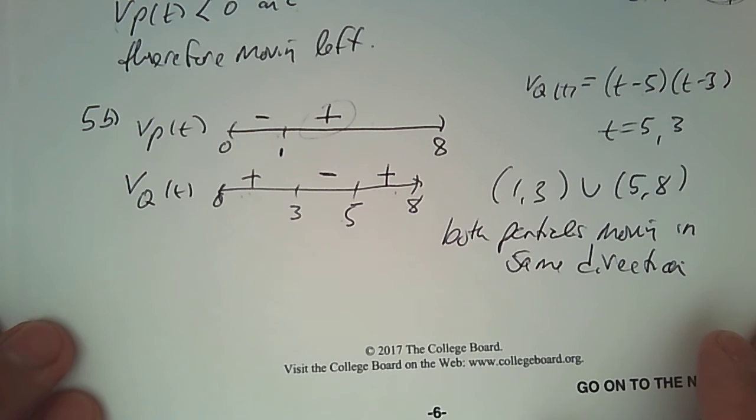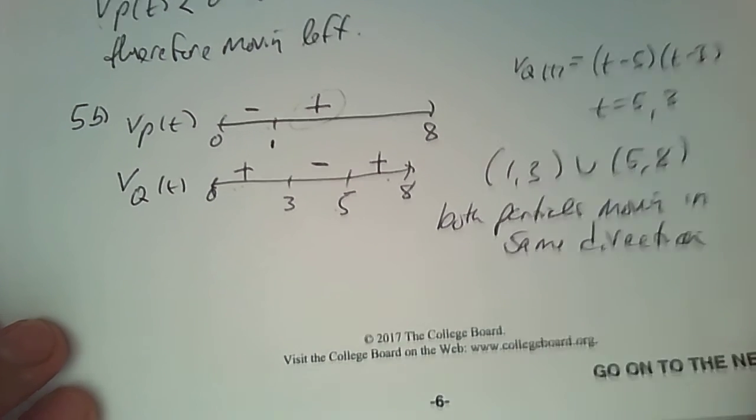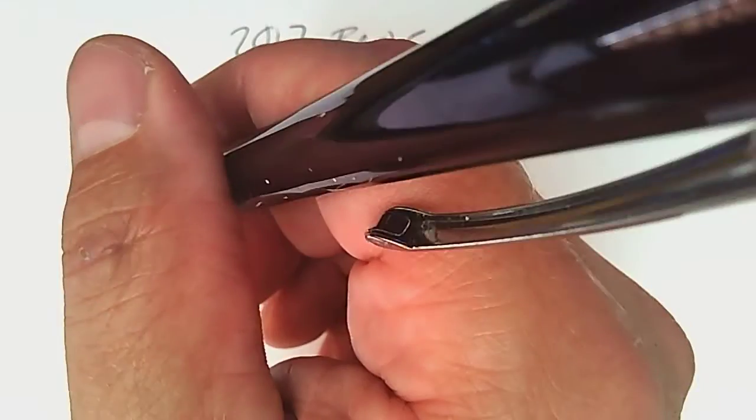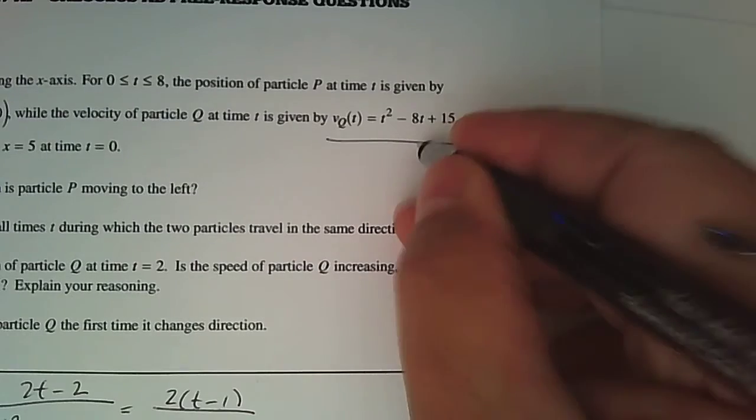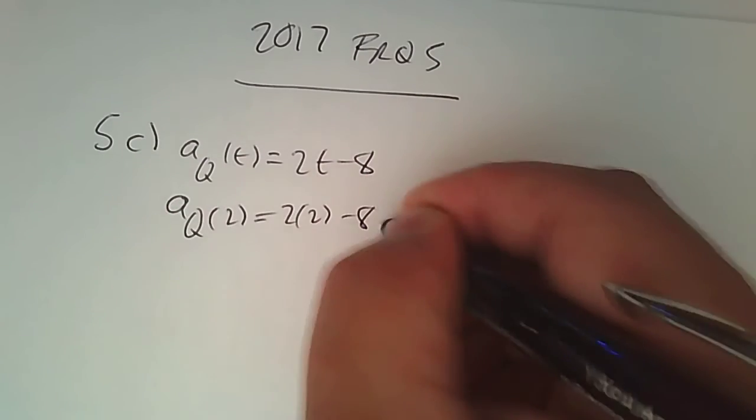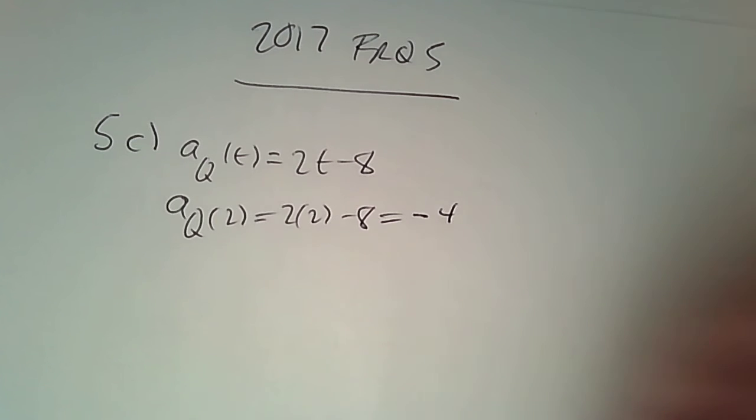All right, part C. It says find the acceleration of Q at time t equals 2. So I'm going to do that on a separate piece of paper here. Here's 2017. This is free response question 5. We're now on to 5C. Acceleration is the derivative of velocity. So for Q, what is the acceleration of Q? The derivative. So what's the derivative of this up here? It's 2t minus 8, nice and simple. Plug in 2 for the time, and that's it. So the acceleration is negative 4.